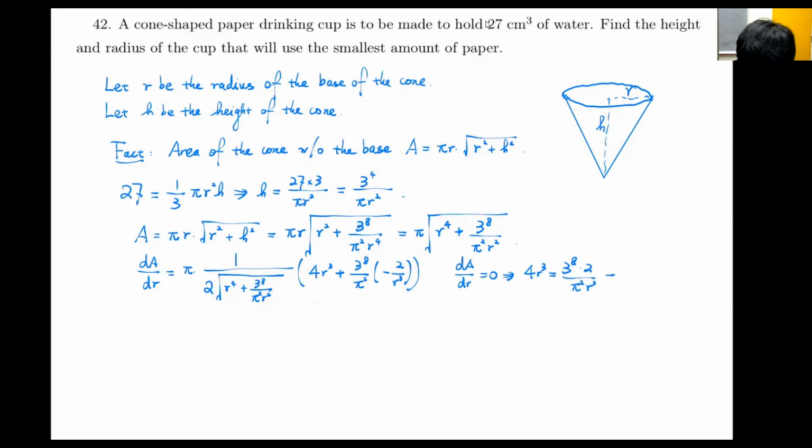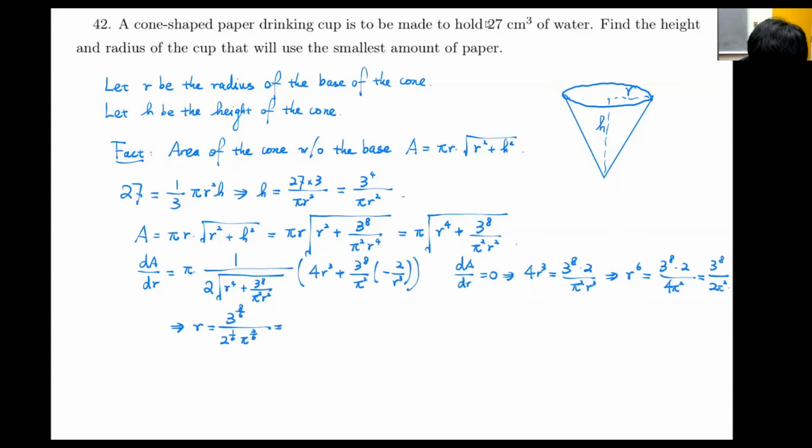This will imply that r to the 6th power is going to be equal to 3 to the 8th power times 2 divided by 4 pi squared. I can actually simplify this to 3 to the 8th power divided by 2 pi squared. All right, so this is the 6th power of r. If I take the 6th root on both sides, what will I get? I will get r equals 3 to the 8 divided by 6 over 2 to the 1/6 power times pi to the 2 over 6 power.